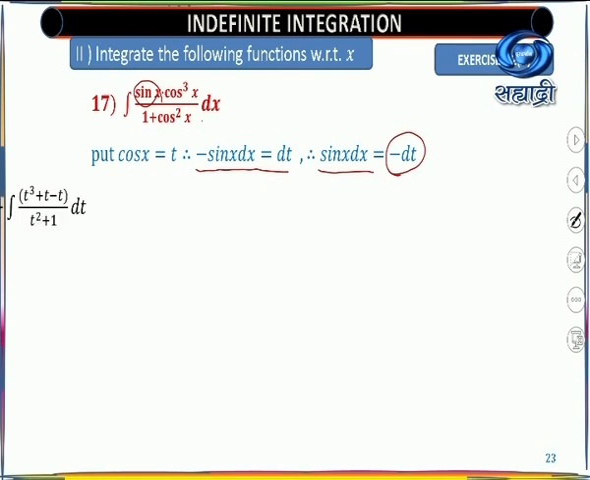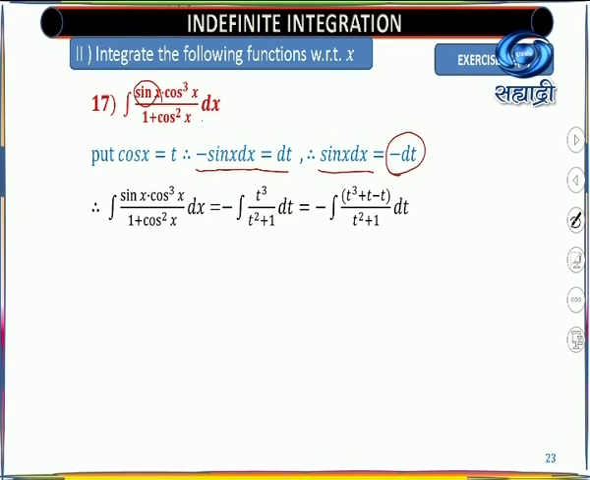So what will you get? You will get integral of sin x cos cube x upon 1 plus cos square x dx as minus, because it is minus dt, t cube upon t square plus 1. Now for t cube upon t square plus 1, the numerator must have the factor t square plus 1. If you take t common, t cube becomes t times t square, so you are having t cube plus t, which you don't want. So you have to write minus t. For that this substitution is there: t cube plus t minus t.